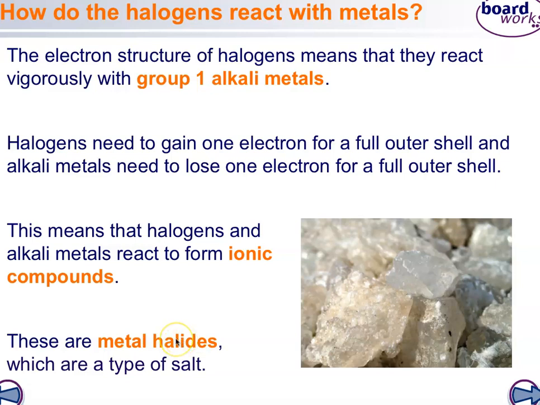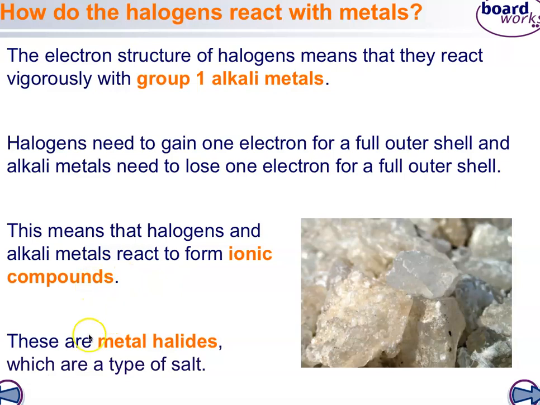Now, what are we saying here? The halogens require 1 electron in order to obtain a full outer shell. Remember that we said they have 7 electrons in their outer shell, and the alkali metals have 1 electron in their outer shell, which they want to get rid of in order to form a stable outer shell. In doing so, it becomes easier for them to marry together. One needs 1, one wants to get rid of 1. So they do that to form ionic compounds.